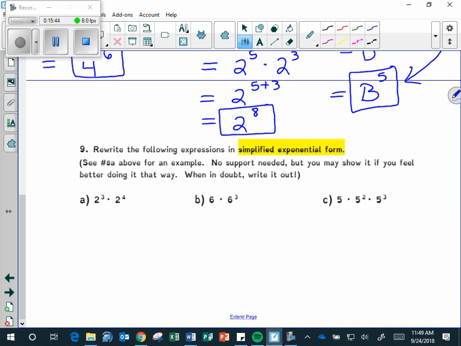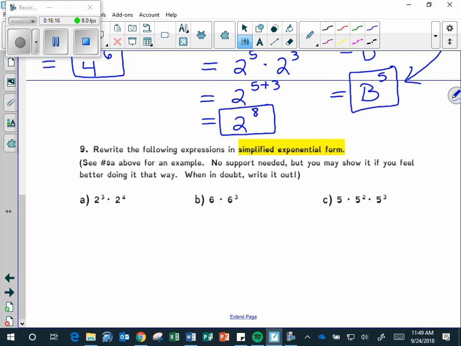So here's a few to try. You might want to pause the video and try it and see how you do. But if you're still struggling a little bit, you might want to go ahead and do it with me. The problem says rewrite the following expressions. Now this is important terminology to know: simplified exponential form. And I put, see number 8 above. No support is needed, but you may show it if you feel better doing it that way.